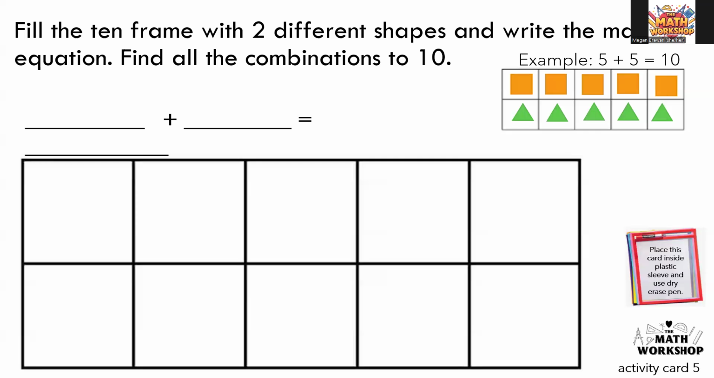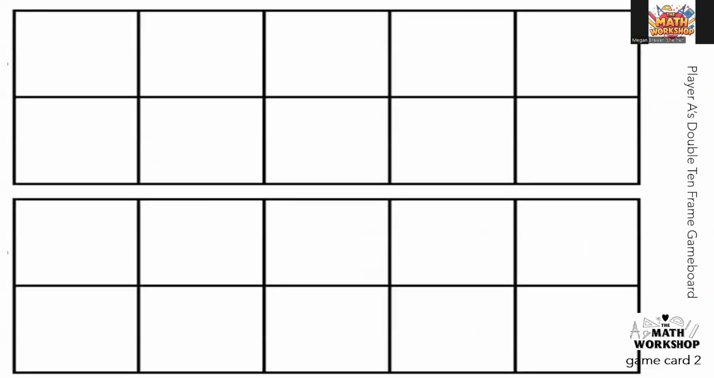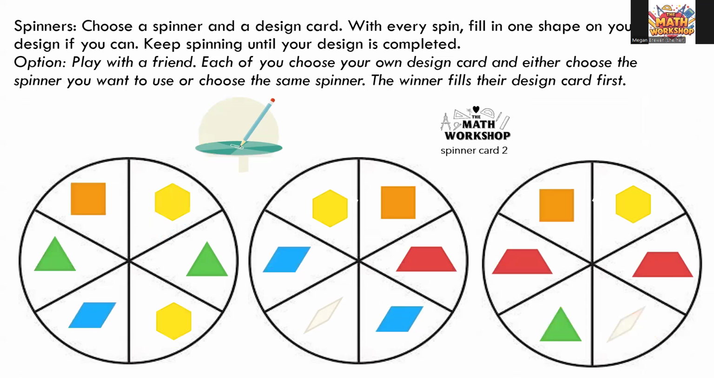Next up, oh, we have some games in our kit. So using spinners or dice and different games, this one has to do with addition, using the double 10 frames. So now we're moving up to 20. These are different players' cards. We have spinner cards. And I love this because we have two different spinner cards, letting students make a choice.